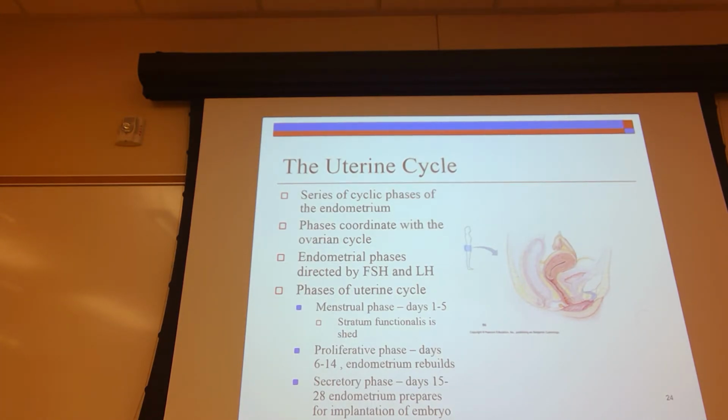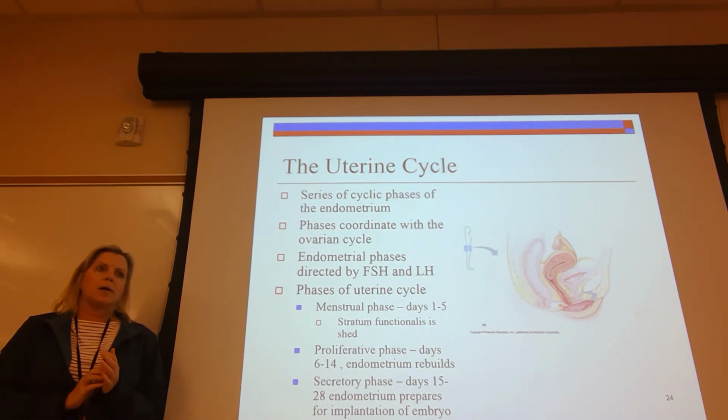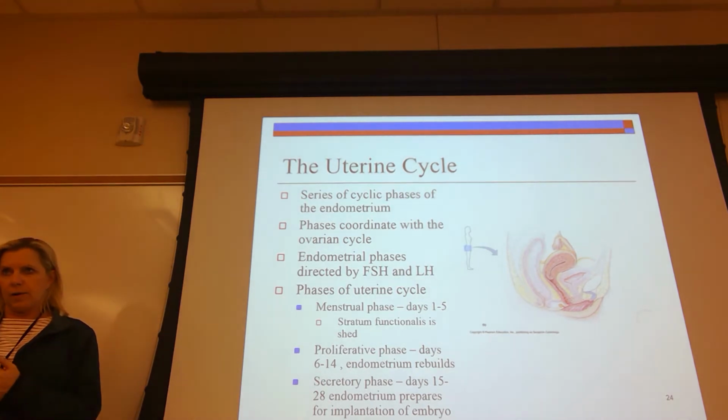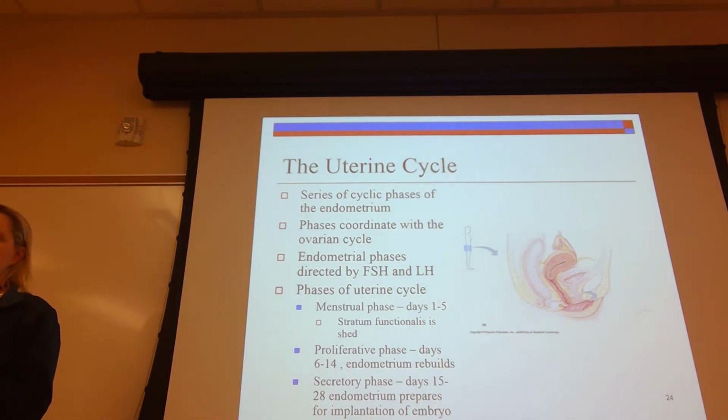So we have 3 phases to the uterine cycle. That's good because that's easier to remember. So did the ovarian cycle. It also had 3 phases. The uterine cycle has the menstrual phase. That marks the beginning. Those are typically days 1 through 5. However, that's variable for women everywhere.